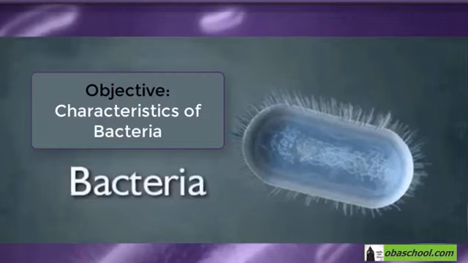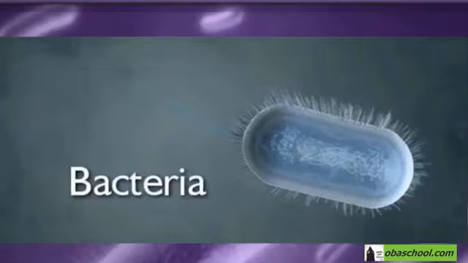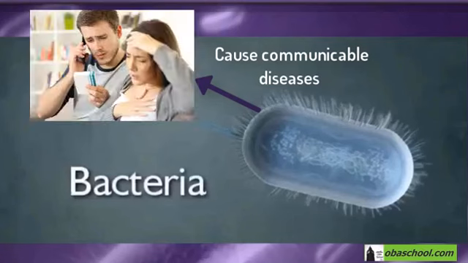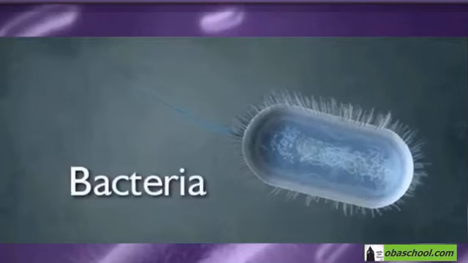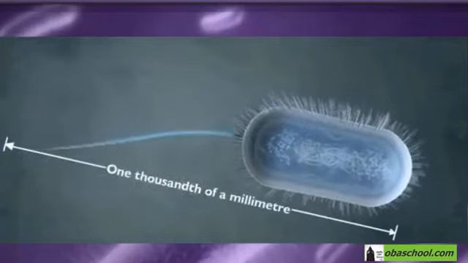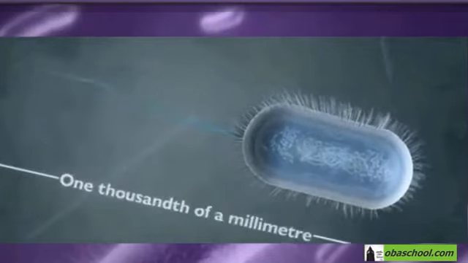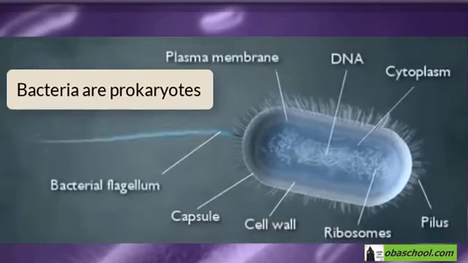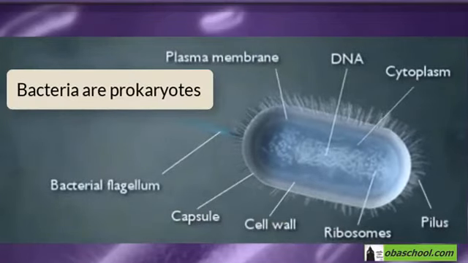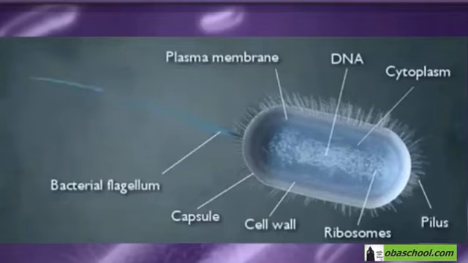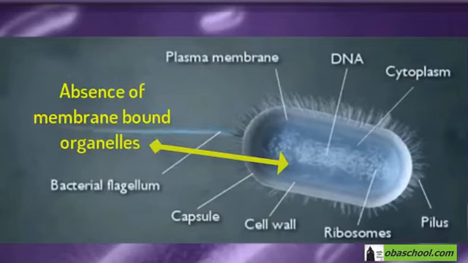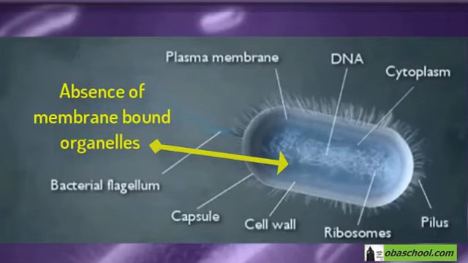There are probably more bacteria than any other type of organism. A small portion of these bacteria are pathogens, causing communicable diseases. Bacteria are approximately 1,000th of a millimeter in length, and they are prokaryotes, so they have a cell structure that is very different from the eukaryotic organisms that they infect. As you can see, guys, in the picture, they do not have a membrane-bound nucleus or organelles.